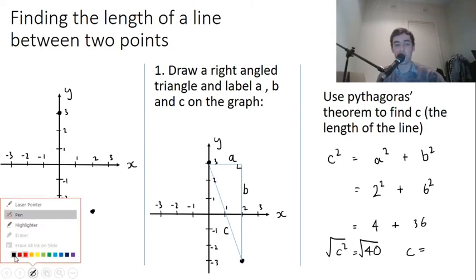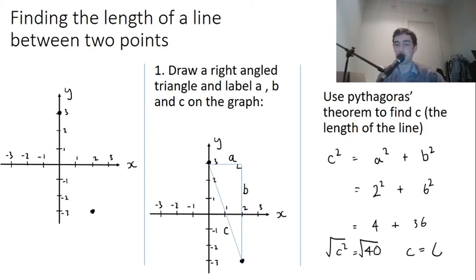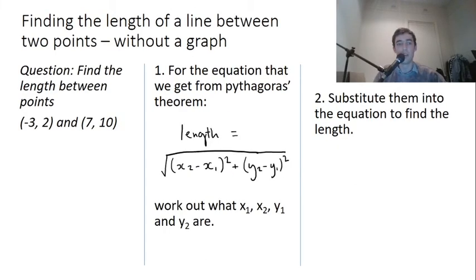And if you want to check your answer is reasonable, then you can have a look at the lengths and see if it makes sense. If this is 6, it makes sense that this one is a little bit bigger. 6.32 is an answer that makes sense. So that's good. Now, this one, if they don't give you a graph, you don't have to draw a graph.